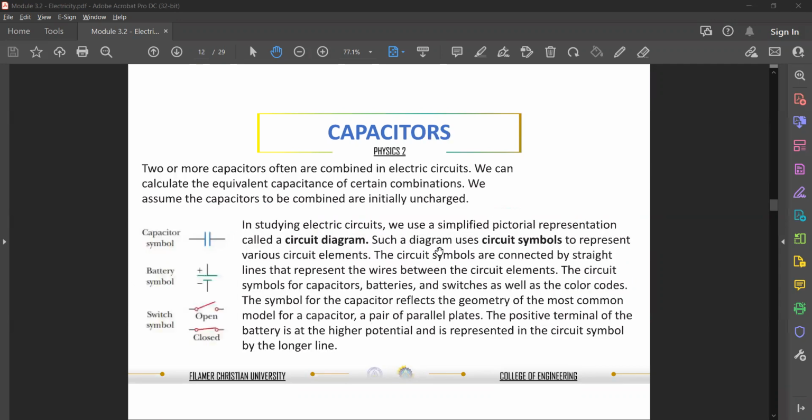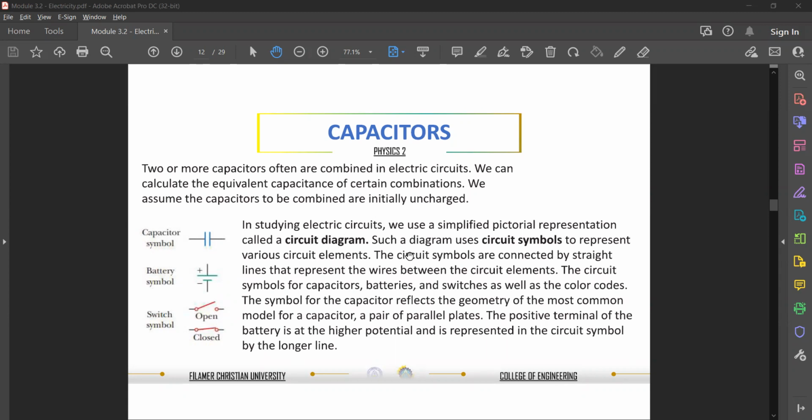Okay, so there are two or more capacitors often combined in electric circuits. So we can calculate the equivalent capacitance of a certain combination. We assume that the capacitors combined are initially uncharged, meaning they are not yet connected to a battery, or there is no potential difference stored in them.